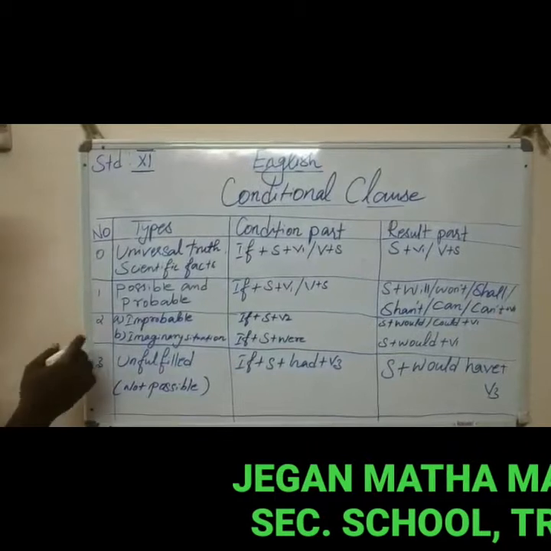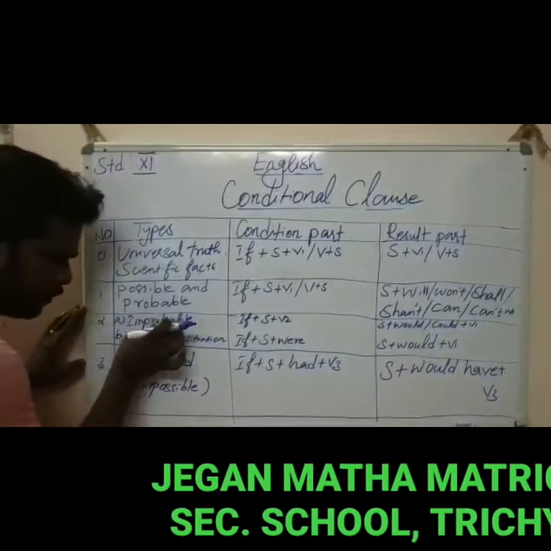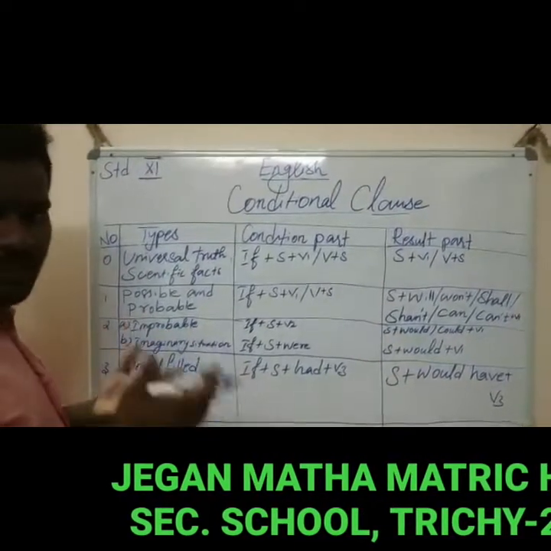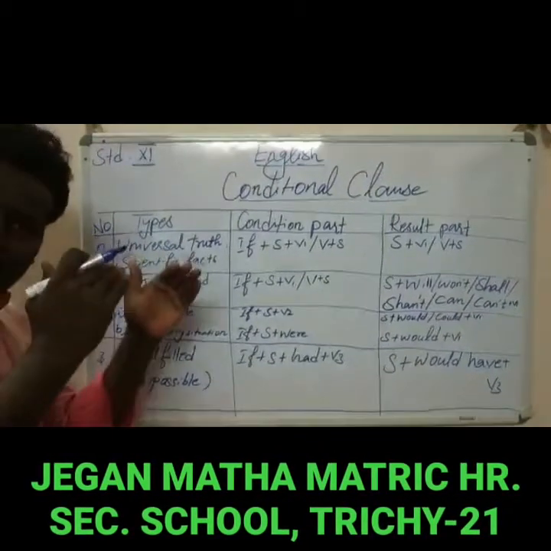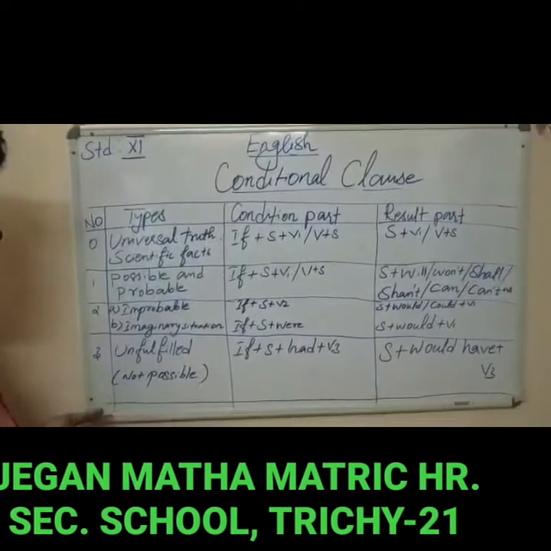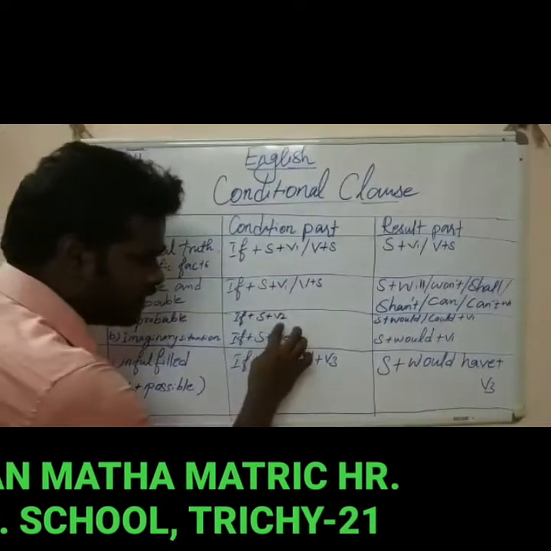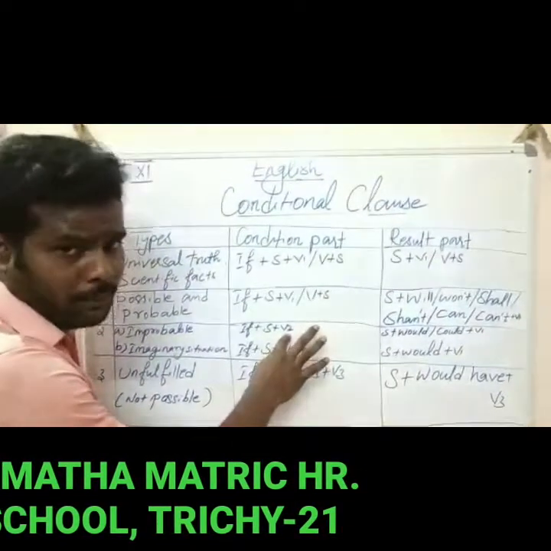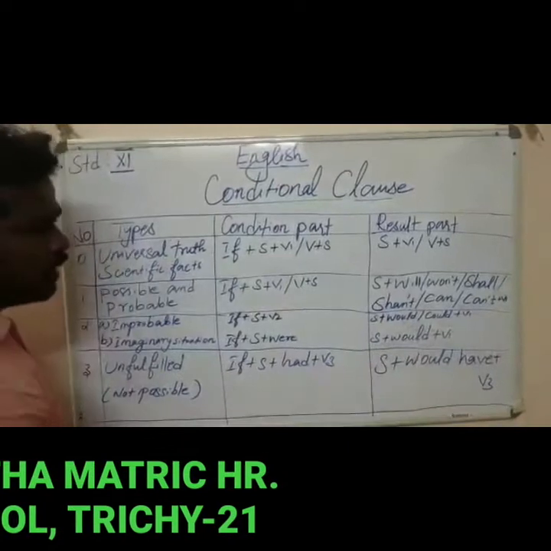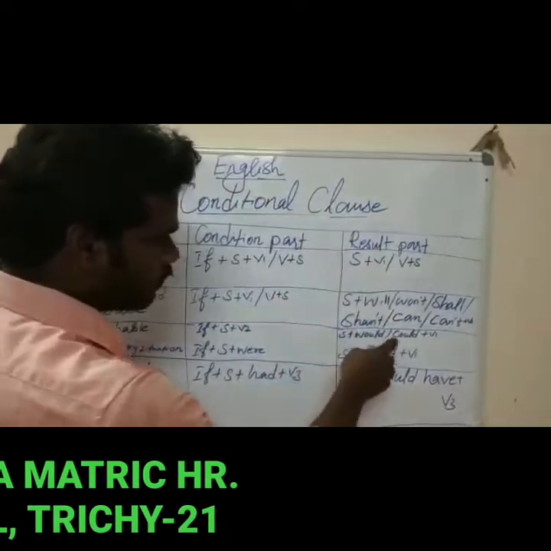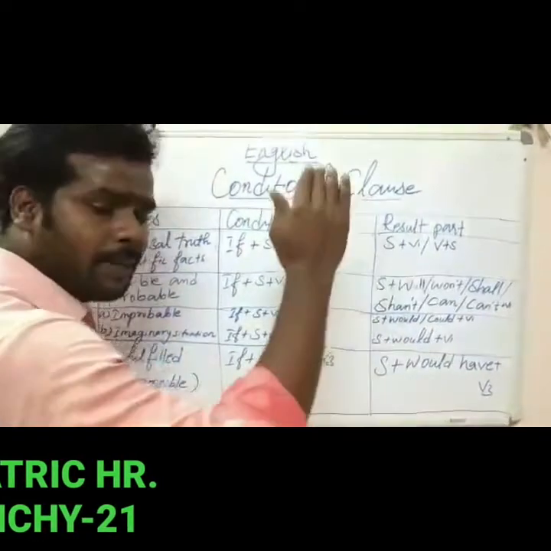Okay, next, second type. The second type has two parts, A and B. First, A: improbable. We can't change it. This verb has already finished. We can't change it. So that is improbable, the opposite of the word probable. Here the condition part is if plus subject plus V2. V2 refers to what I have said, the second form of verb, simple past. If we have simple past in the condition part, how will we make the result part? Subject plus would or could, anyone we can use, plus V1.